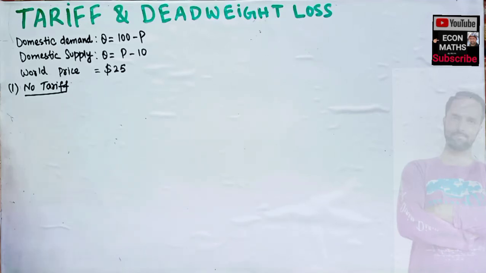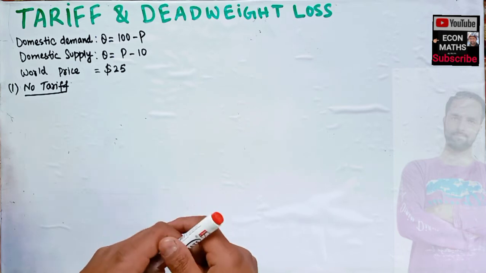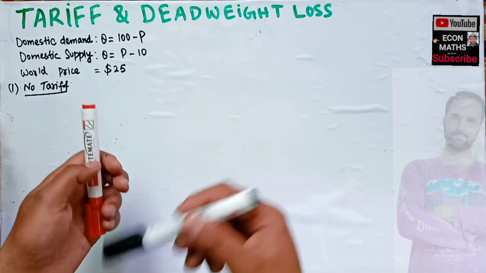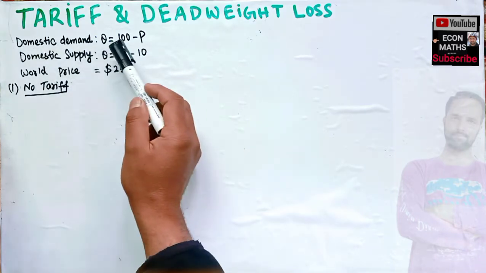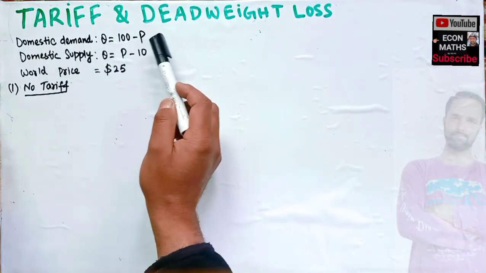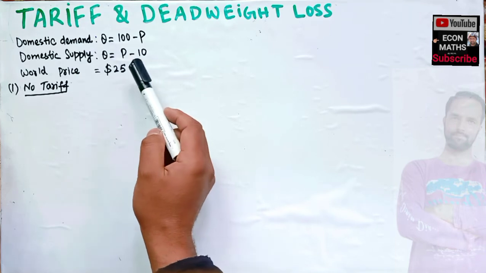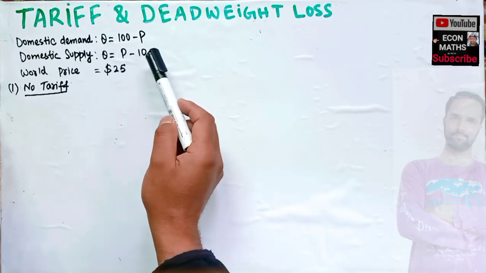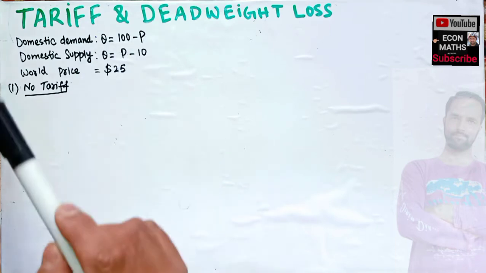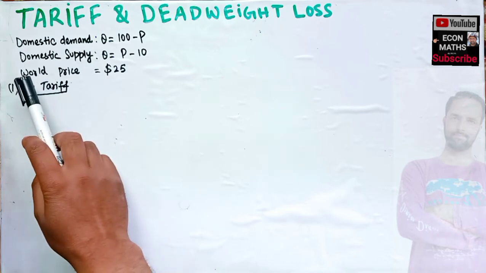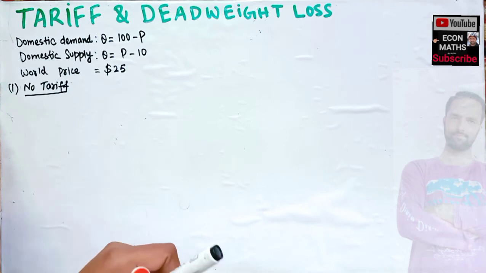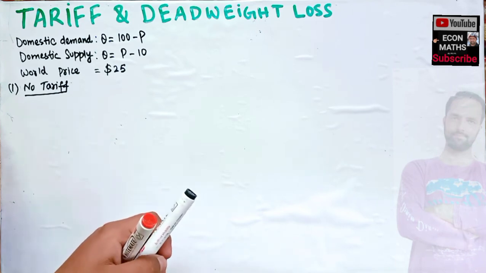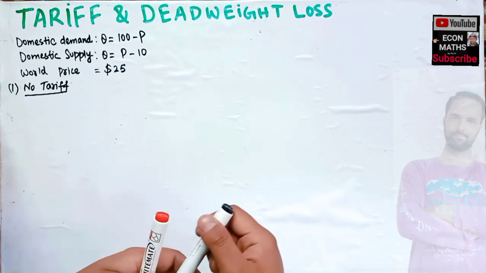In this video, we will learn how to calculate deadweight loss on account of the imposition of a tariff by an example. So let us have a domestic demand function as Q is equal to 100 minus P, and we have domestic supply as Q is equal to P minus 10. And we are also being given the world price. We need to calculate the deadweight loss when there is the imposition of a tariff.